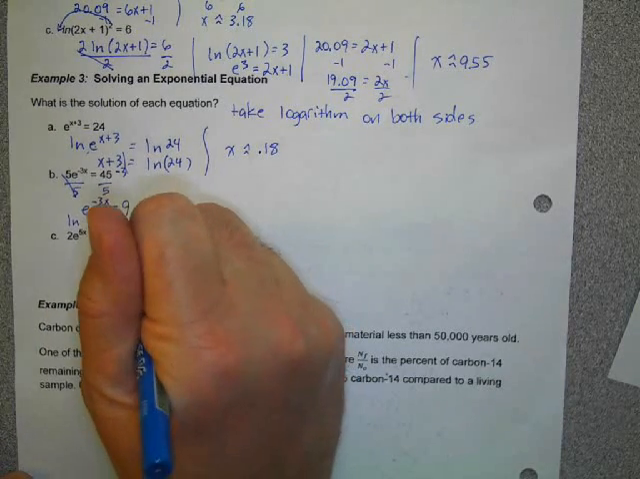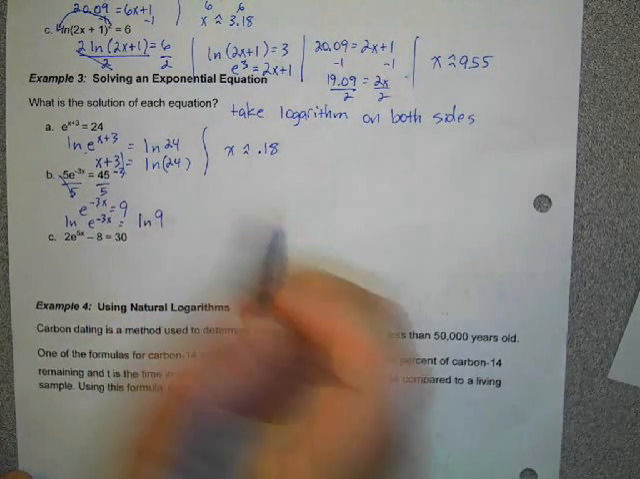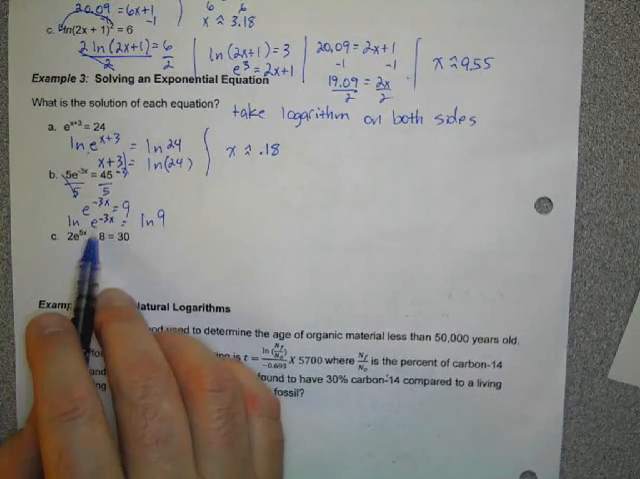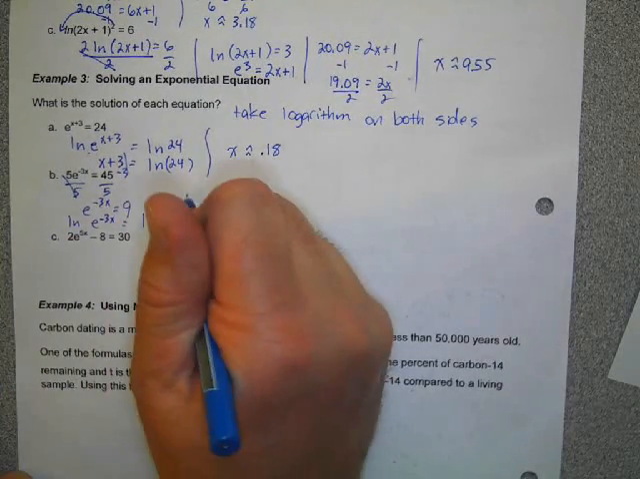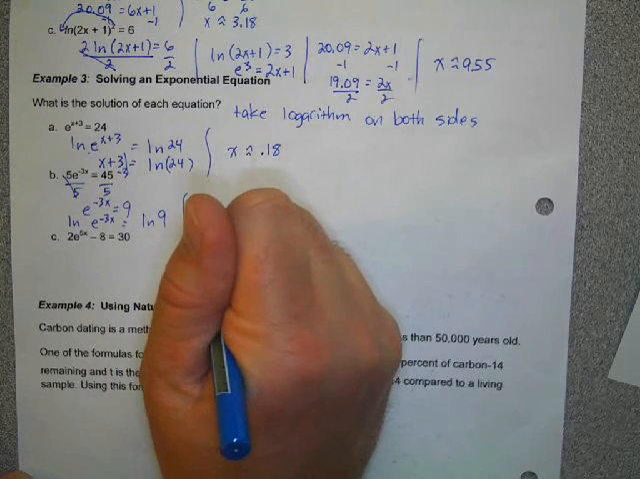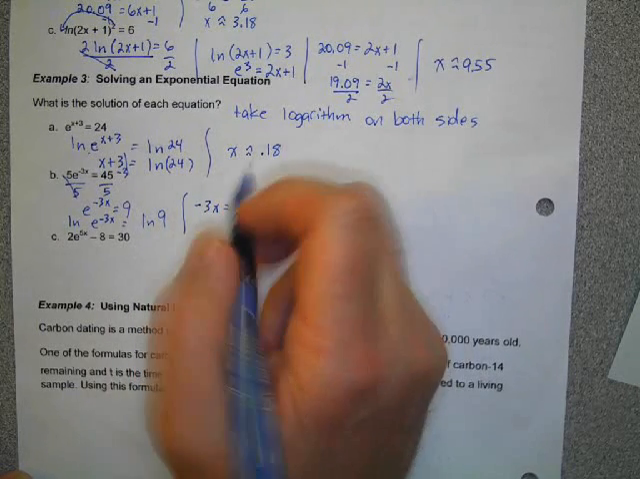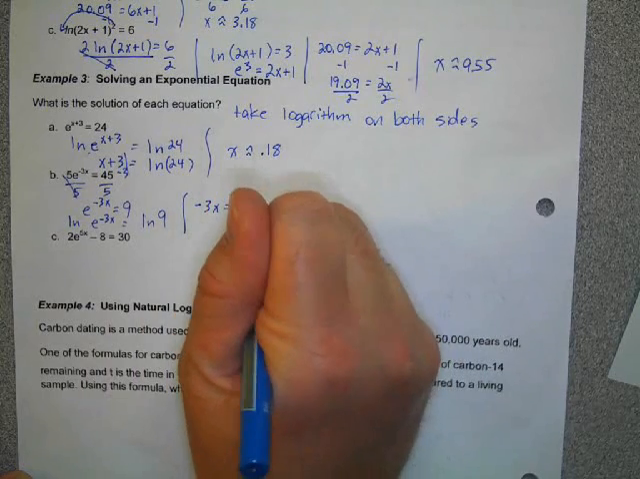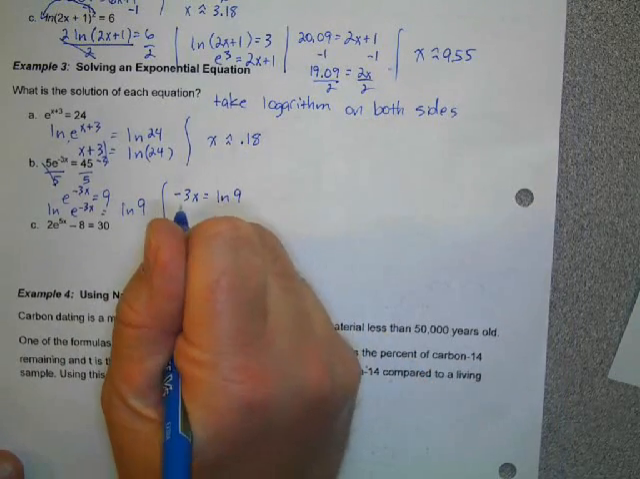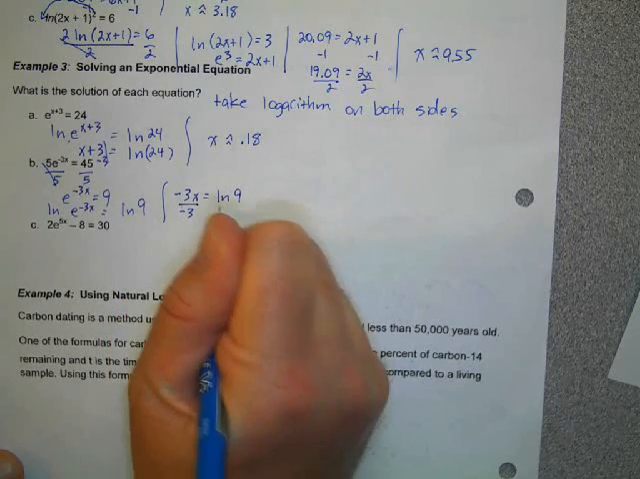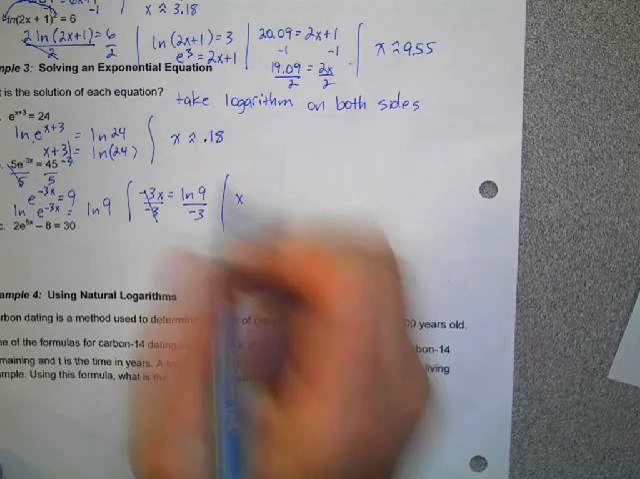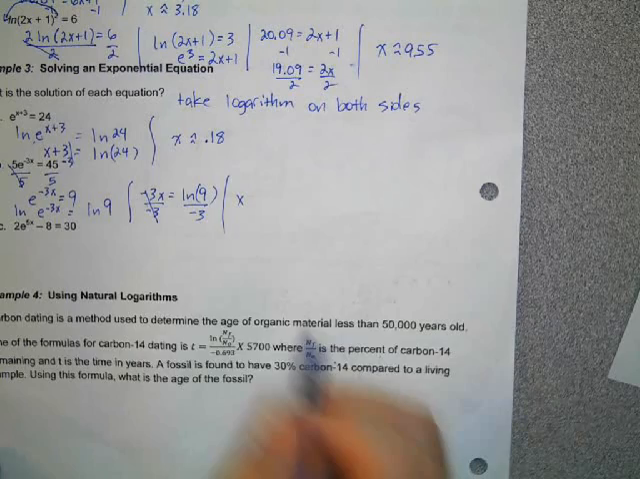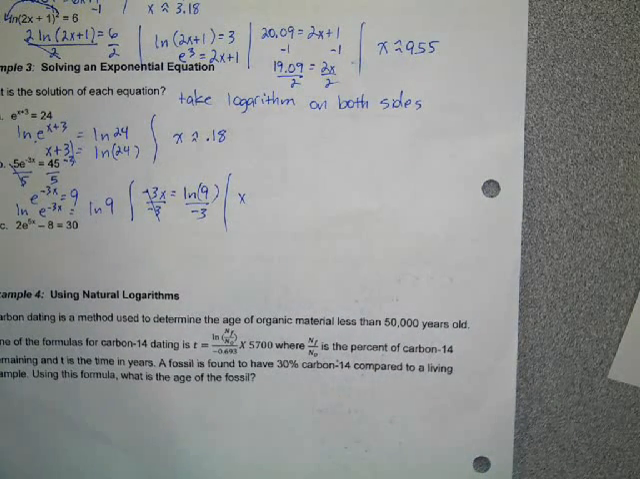Okay, it's understood that there's an e here, so they do cancel out again. So you drop down your exponent. You've got just negative 3x on the left side of the equal sign. Equals ln of 9. Divide both sides by negative 3 then. So take the ln of 9, divide by negative 3 on your calculator. And you get approximately negative 0.3.